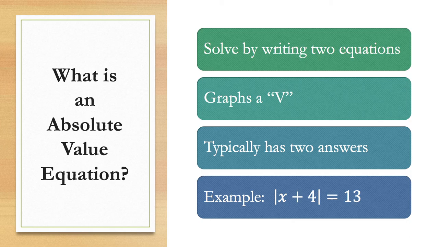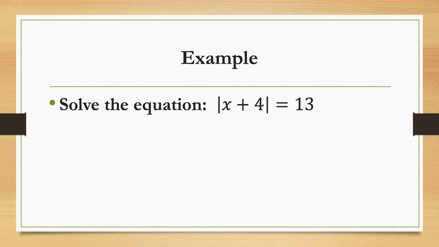An absolute value equation, as we just said, is going to be solved by writing two different equations and solving them. It's going to graph a V. It usually has two answers. It doesn't necessarily have to, but most of the time you will see it having two solutions. As an example, we have the absolute value of x plus 4 is equal to 13. That's the example that we're going to start with.